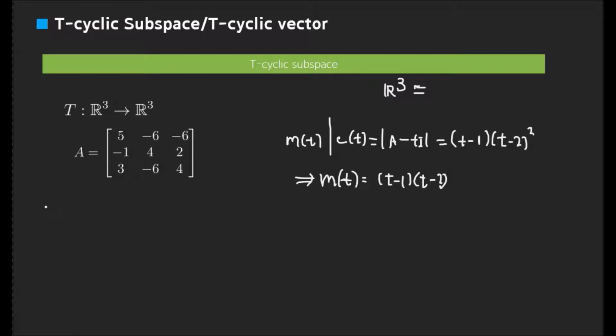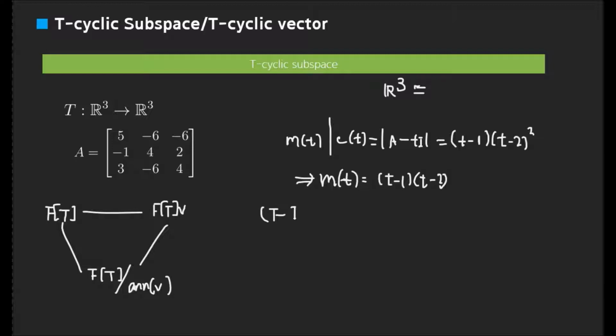And then let's draw the commutative diagram, F[t], F[t], V, and F[t] quotient by the annihilator of v. Because this is the minimal polynomial, when you consider the matrix sense, t minus I times t minus 2I, substituted into the vector space V, is always the zero matrix for all v in V. Let's consider the standard basis E1 first. 0, 1, 1.